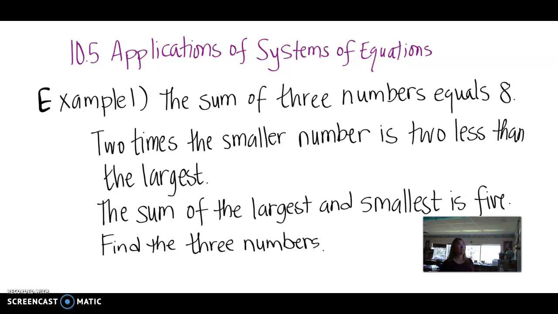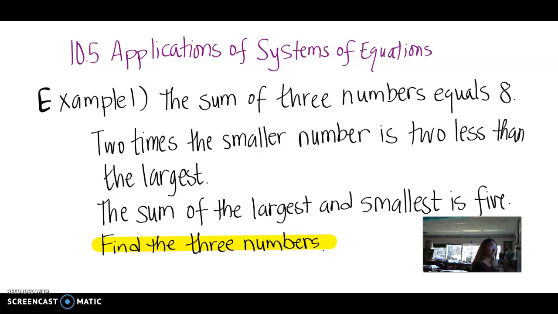So the sum of three numbers equals 8. 2 times the smaller number is 2 less than the largest. The sum of the largest and smallest is 5. Find the three numbers. So our goal, what we're trying to find, is three numbers. And it's talking about a smaller number and a larger number. So we have three different numbers.